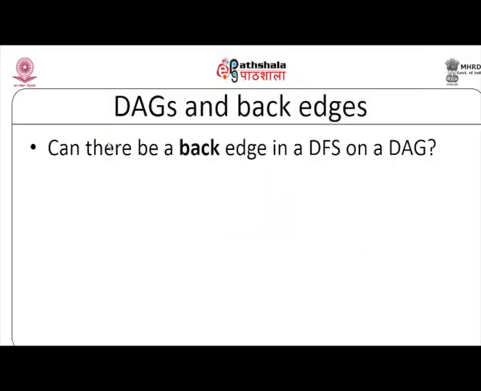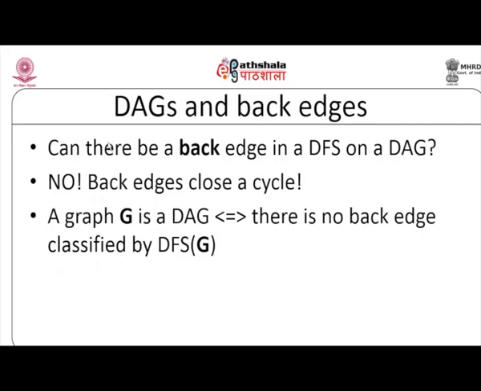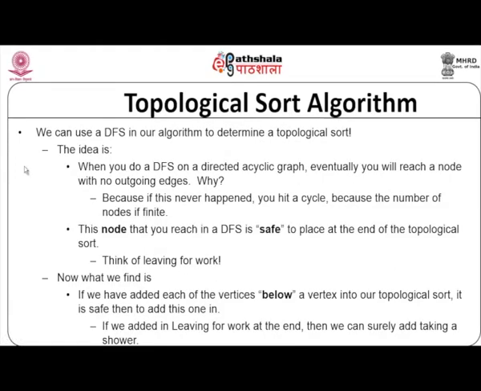Now, can there be back edges in a DFS on a DAG? No, back edges actually mean a cycle. So, a graph G is a DAG when there is no back edge, we have discussed this earlier, classified by the DFS. Okay. Now, the topological sort algorithm: we can use a DFS algorithm to determine a topological sort.